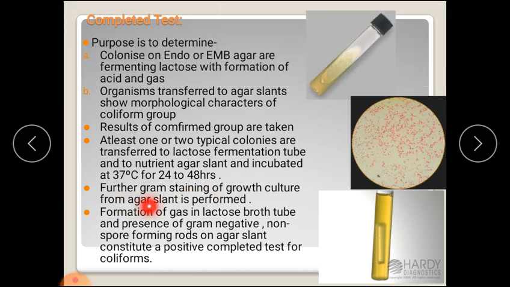Further, gram staining of the growth culture, that is the growth obtained on the slant, is done. Formation of gas in lactose broth tube and presence of gram negative non-spore forming rod on agar slant constitute a positive completed test for coliform. Means streak on slant, perform the gram staining, then see the presence of acid and gas. So by this we have studied the presumptive, confirmed and completed test.